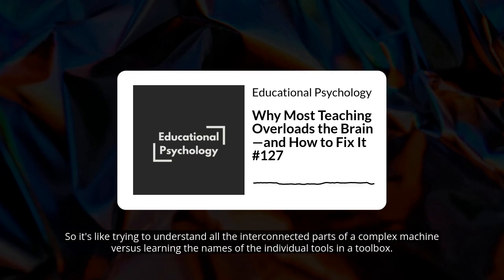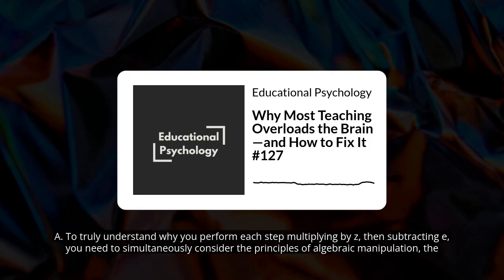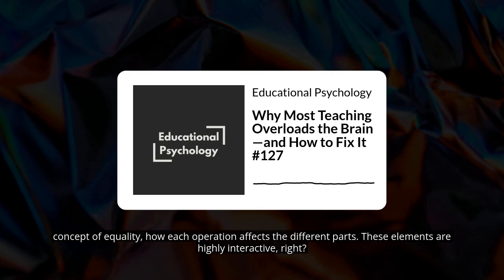So it's like trying to understand all the interconnected parts of a complex machine versus learning the names of the individual tools in a toolbox. That's a good way to think about it. Mathematical concepts often fall into this category of high element interactivity. Yeah. Consider learning to solve an equation like x plus y = z for x. To truly understand why you perform each step, multiplying by z, then subtracting g, you need to simultaneously consider the principles of algebraic manipulation, the concept of equality, how each operation affects the different parts.